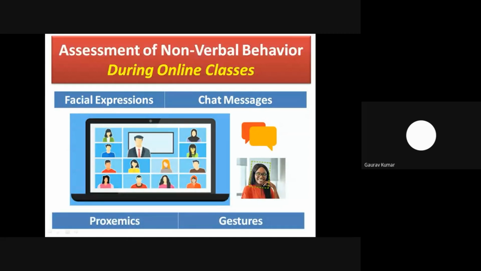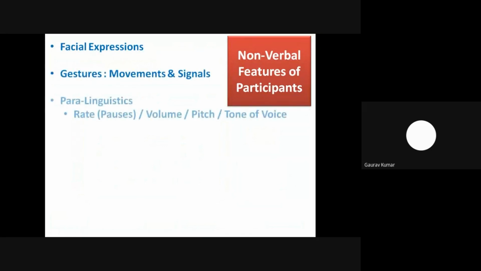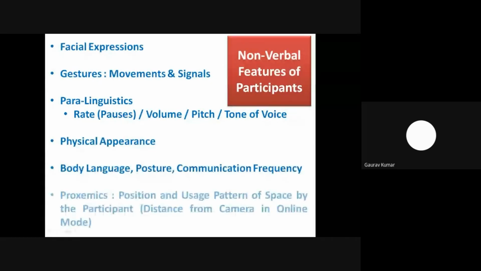Assessment of non-verbal behavior. If you are communicating in audio mode via mic, in that case it is fine. But if we are not communicating in audio mode, if we are communicating only in chat window, then what is the integrity of that response in chat window? Whether the actual participant is there or some proxy is there. Okay, so non-verbal behavior, facial expressions, gestures, paralinguistics, physical appearance, so many things of online evaluation.